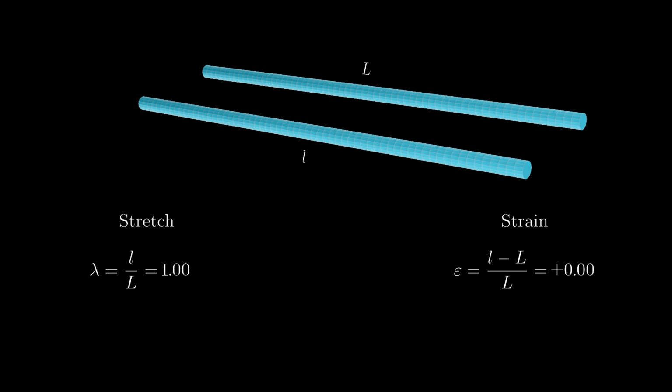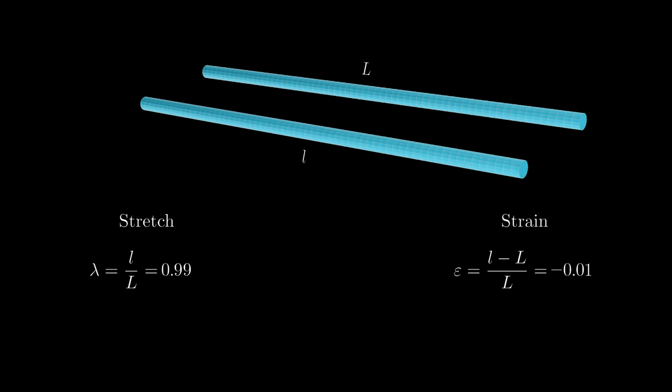Before we talk about the three-dimensional case, have a look at this one-dimensional bar with undeformed length capital L. If we deform the bar homogeneously in the longitudinal direction and denote the length of the deformed bar as lowercase l, we have different options to quantify the deformation of the bar. For example, we can compute the stretch lambda, defined as the deformed length divided by the undeformed length. We can also compute the infinitesimal strain epsilon, which is defined as the difference of the deformed and the undeformed length divided by the undeformed length. When the bar is not deformed, the stretch is 1 and the strain is 0. When the bar elongates by 20%, the stretch is 1.2 and the strain is 0.2.